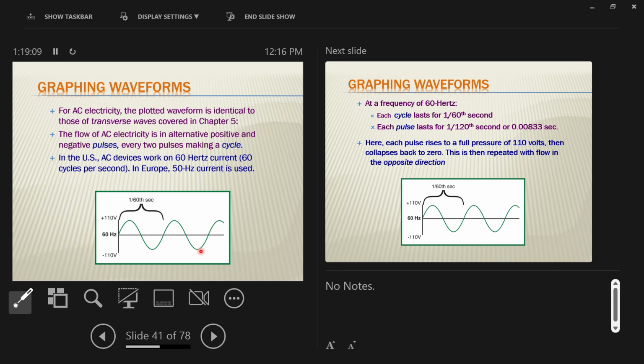Okay, good. All right. So what we'll say is that one pulse towards the positive, followed by one pulse towards the negative, completes one cycle. The unit that we'll use is a unit called the Hertz, H-E-R-T-Z. If something happened at 1 cycle per second, then it's happening at a rate of 1 hertz.